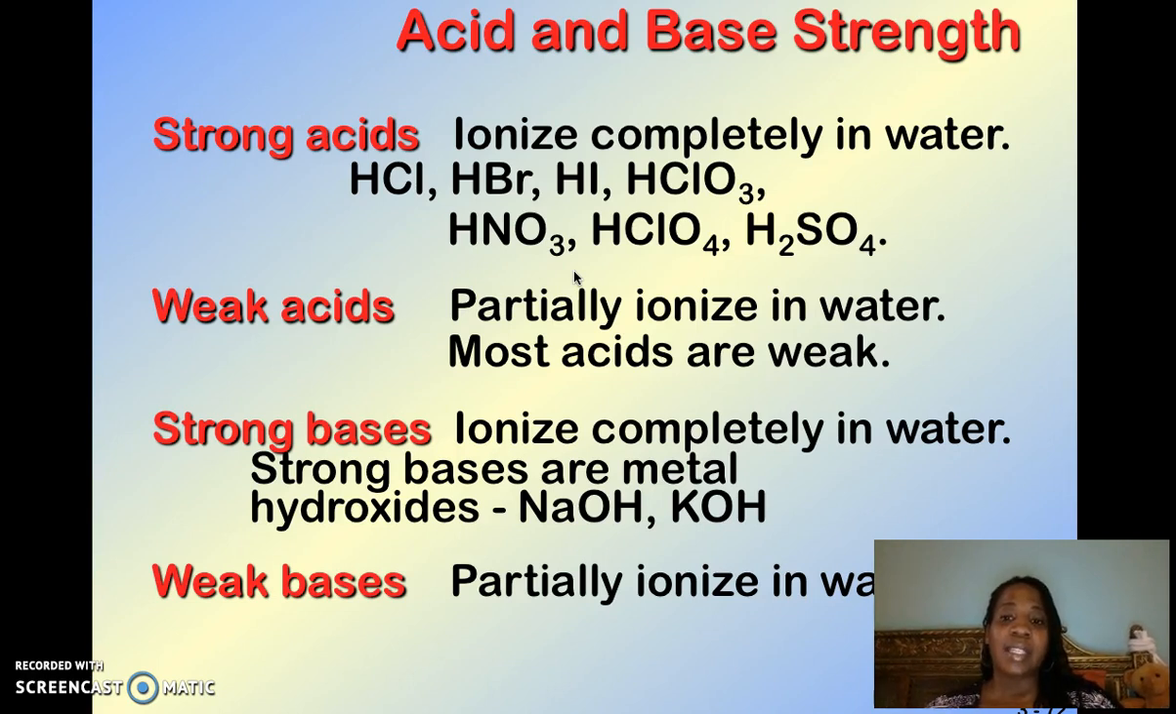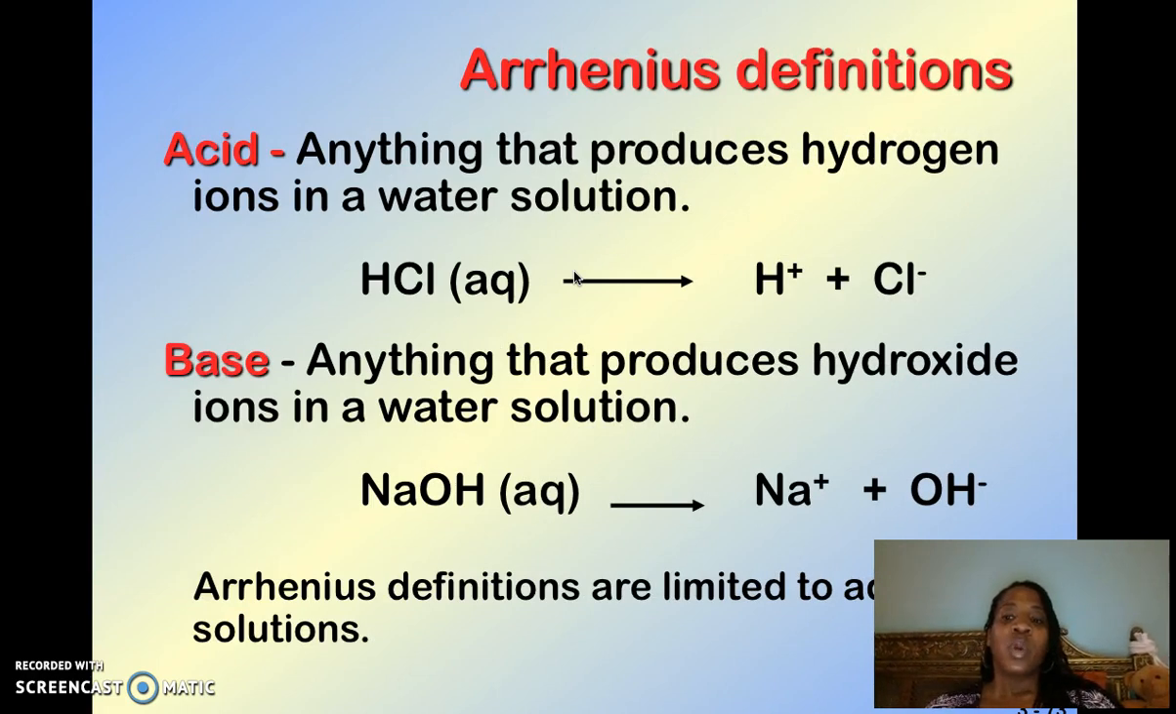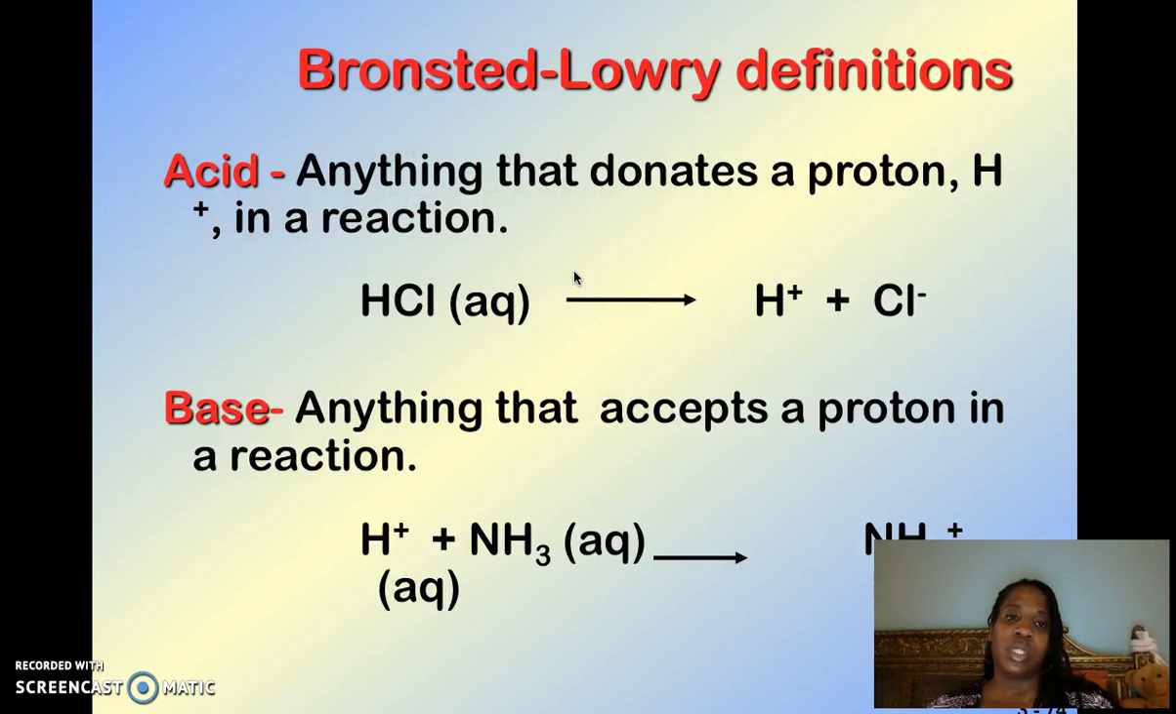Strong bases ionize completely in water, and those are all the metal hydroxides. And then you have weak bases, which partially ionize in water. We're using the Arrhenius definition, which is that an acid is anything that produces hydrogen ions, a base is anything that produces hydroxide ions. And these definitions are limited to aqueous solutions.